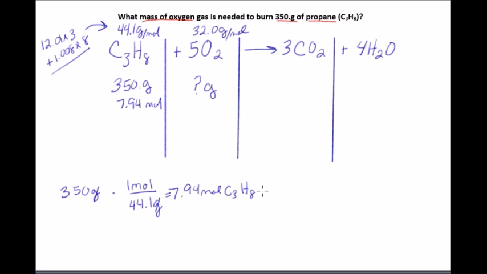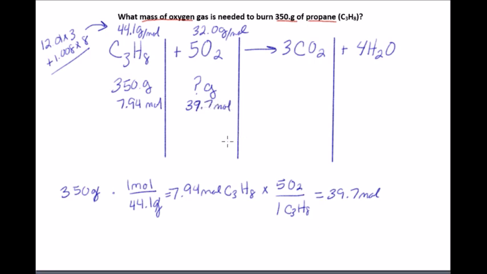So you can do that. You can just multiply your number of moles by 5 oxygens over 1 propane, and then you can use your calculator. The answer there is 39.7 moles. I put that there in my oxygen column.